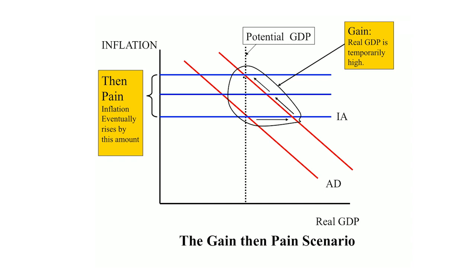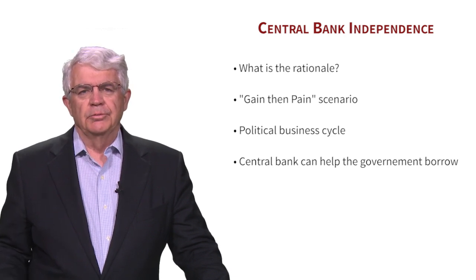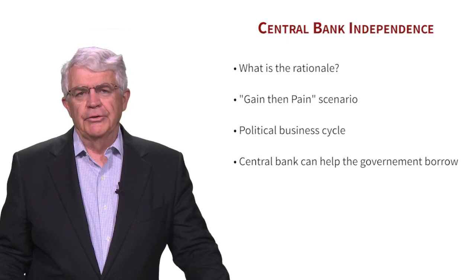So you can imagine a situation where a central bank might want to stimulate the economy to get in favor of people, get in favor of the government, the people who are appointing the central bank officials, recognizing that the pain will come later, and maybe by that time people have gone. So this gain then pain scenario and the dynamics of that is one of the reasons for central bank independence. If you like, there will be less pressure on the central bank to provide these gains in the short run when the pains will be significant in the long run.